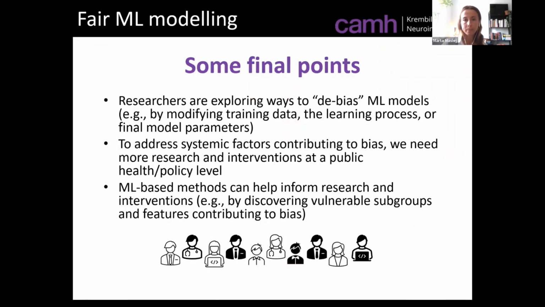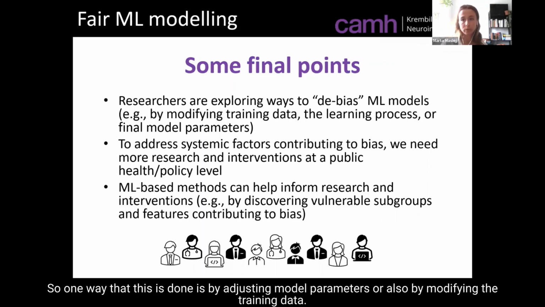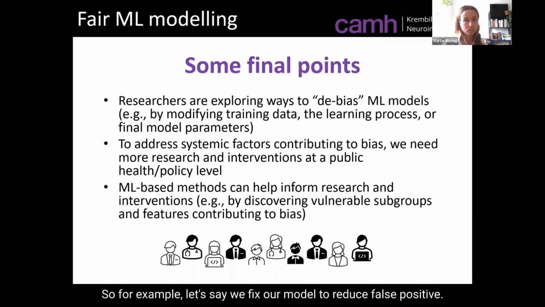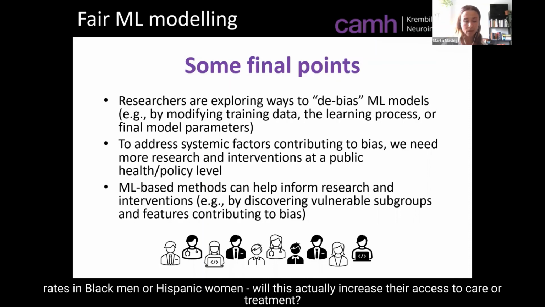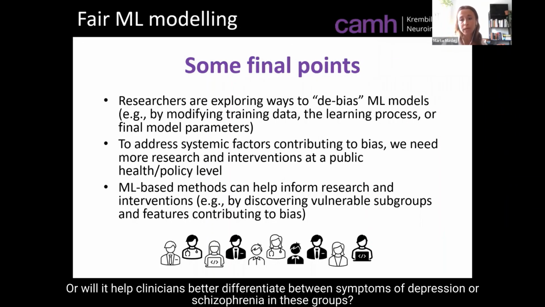Next slide. Okay, and just a few final points to conclude the tutorial today. Researchers have developed ways to redress bias in machine learning models. One way that this is done is by adjusting model parameters, or by modifying the training data. But this doesn't really do anything to address the systemic factors contributing to the bias. So for example, let's say we fix our model to reduce false positive rates in Black men or Hispanic women. Will this actually increase their access to care or treatment? Or will it help clinicians better differentiate between symptoms of depression or schizophrenia in these groups?